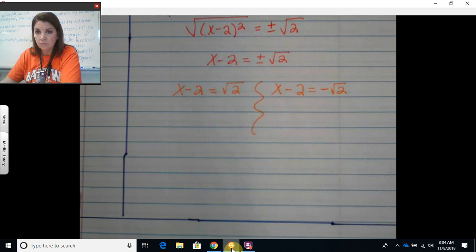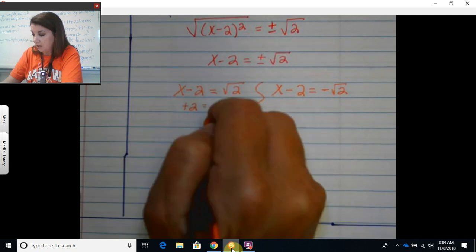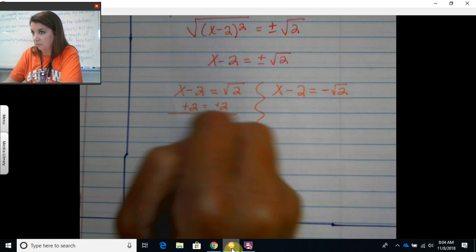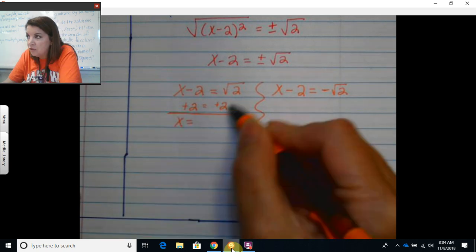And then I'll solve each side. So on the left side, I'll add 2 to both sides. Can somebody get that, please? So I have x equals, can I add 2 to the 2 under the radical?